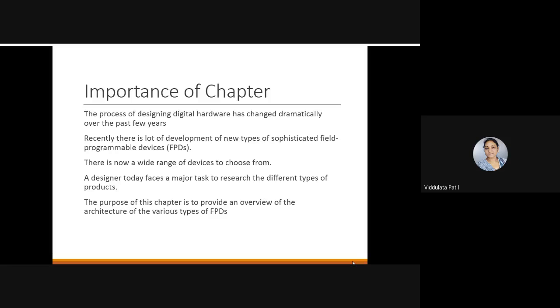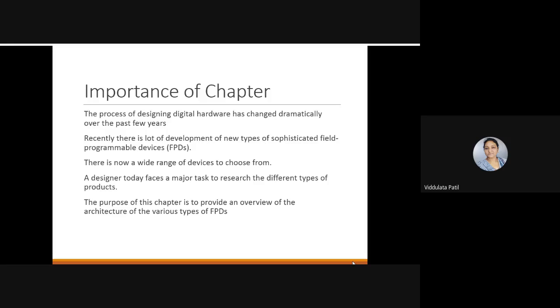For the research that he is carrying out, he needs to do certain research again to select a certain device. He needs to find out what the advantages and disadvantages of a particular device are. At the same time he needs to see what the specifications are, what environment is required, and what temperature is required. All these things he must know while designing any digital hardware.